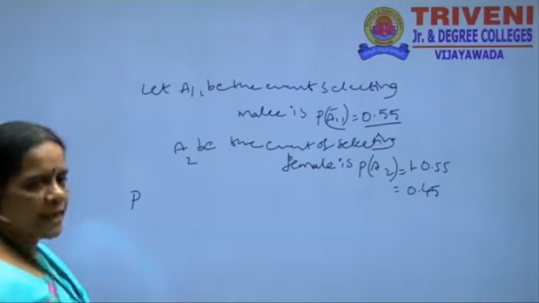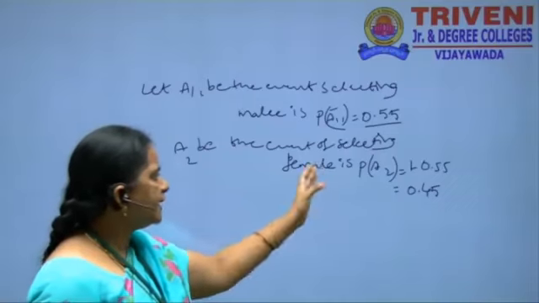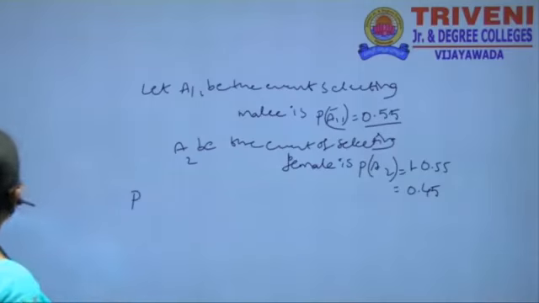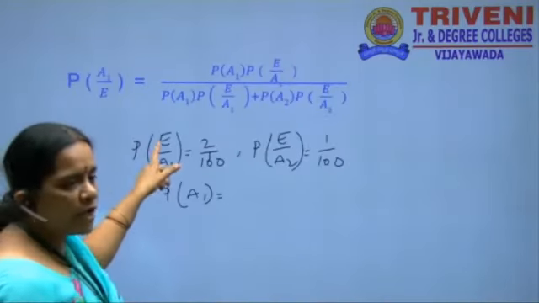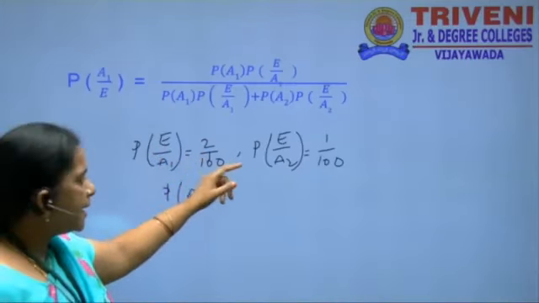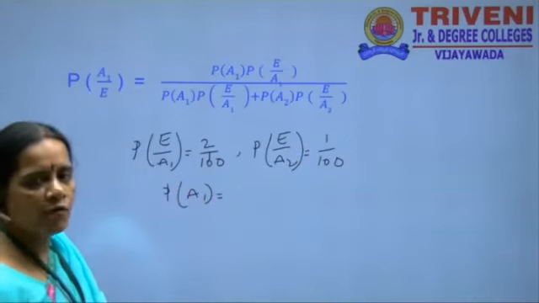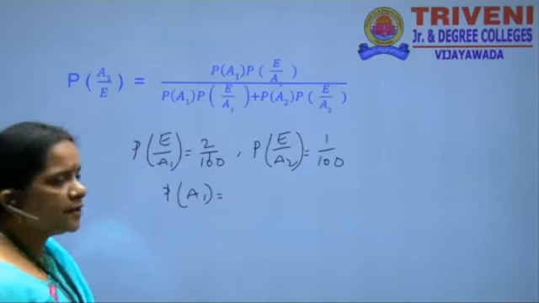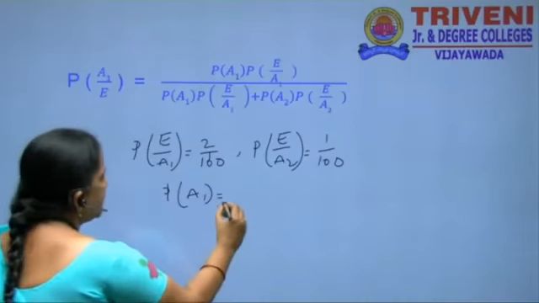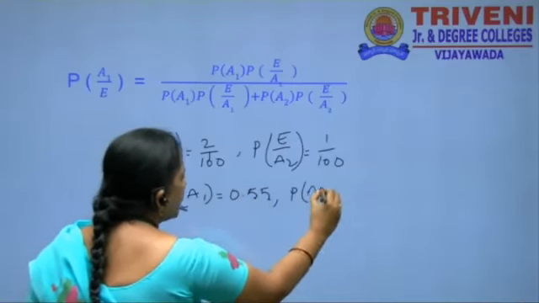A1 be the event of selecting male is 0.55. A2 be the event of selecting female, 1 minus 0.55 is 0.45. And then P of E by A1, the event of selecting a person who is defective when male, is 2 by 100, and for female, P of E by A2 is 1 by 100. Then substitute the values of P of A1, P of A2, P of E by A1 and P of E by A2. P of A1 is 0.55 and P of A2 is 0.45.